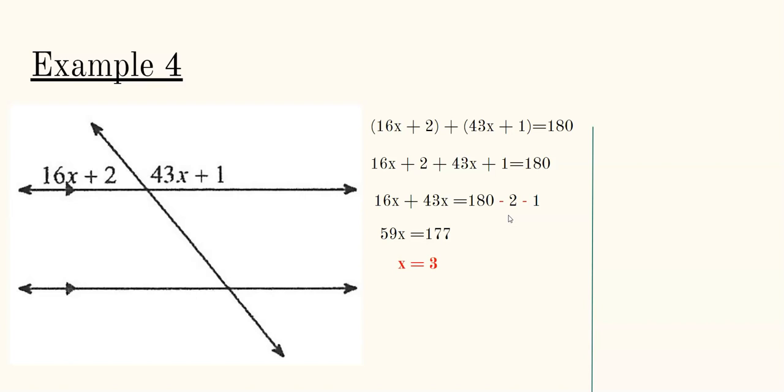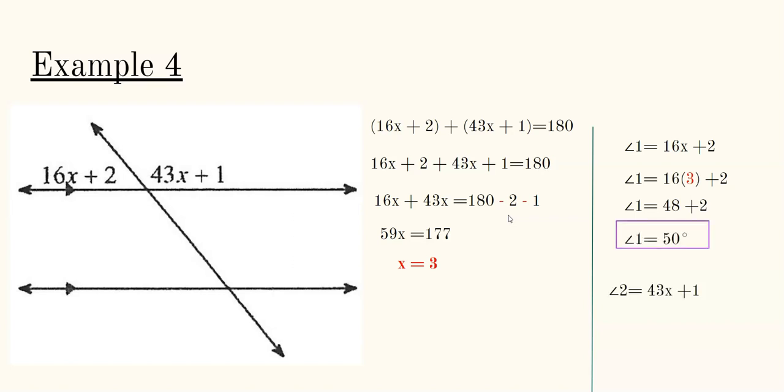So now let's go back and solve for the angles. So on the first angle, 16x plus 2, we substitute our 3 into the x, and we get 48 plus 2, and angle 1 is equal to 50 degrees. Next one, on angle 2, we have 43x plus 1. We substitute x equals 3 again, and then we get angle 2 is equal to 130 degrees. And to check it, just to make sure, angle 2 and angle 1 together, when you add them up, should come out to 180 degrees.